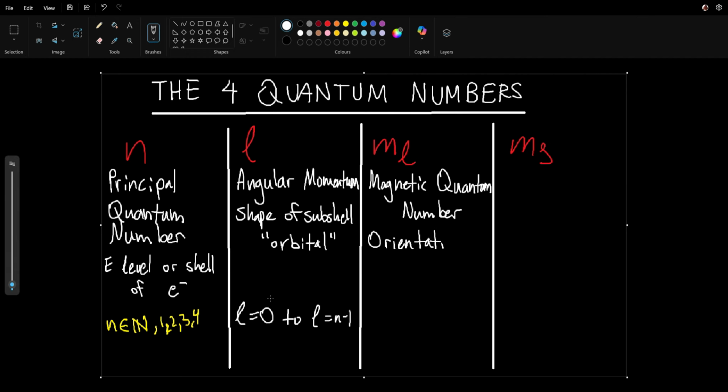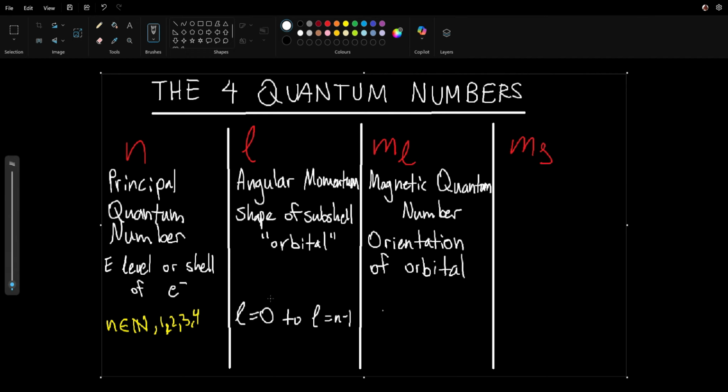Because these specific shapes that we've talked about before, they can go on the X, Y, or Z axis. They can be in all sorts of different regions in space. M subscript L, or the magnetic quantum number, tells you which one we're looking at in this case. Because what we're doing with these four quantum numbers is identifying a certain electron, or where to find an electron, based off of our last video with the wave-particle duality.